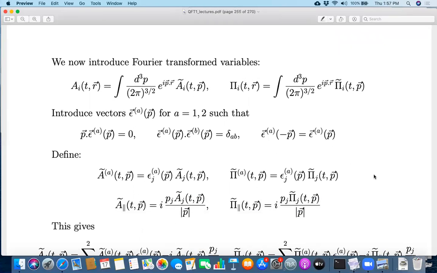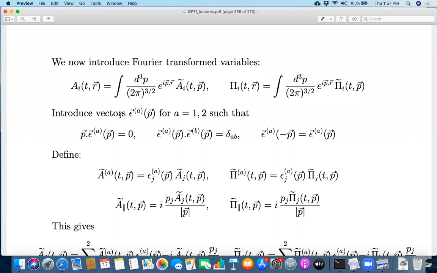Okay, so now we are going to proceed more or less in the same way that we did for scalar field theory. So we'll introduce the Fourier transform variables. A tilde_i is the Fourier transform of A_i at fixed time. Similarly, pi tilde_i is the Fourier transform of pi_i at fixed time. And now we are going to introduce a basis of vectors.